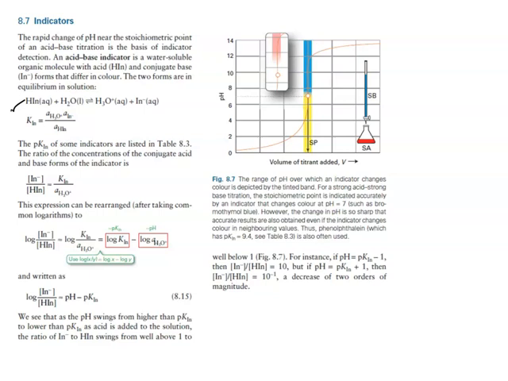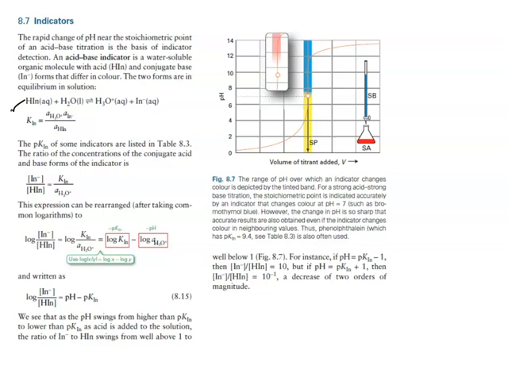The pK of the indicator of some indicators are listed in the next slide in Table 8.3, and this isn't something that you need to memorize, obviously, but you may actually need it to solve a few problems regarding indicators.